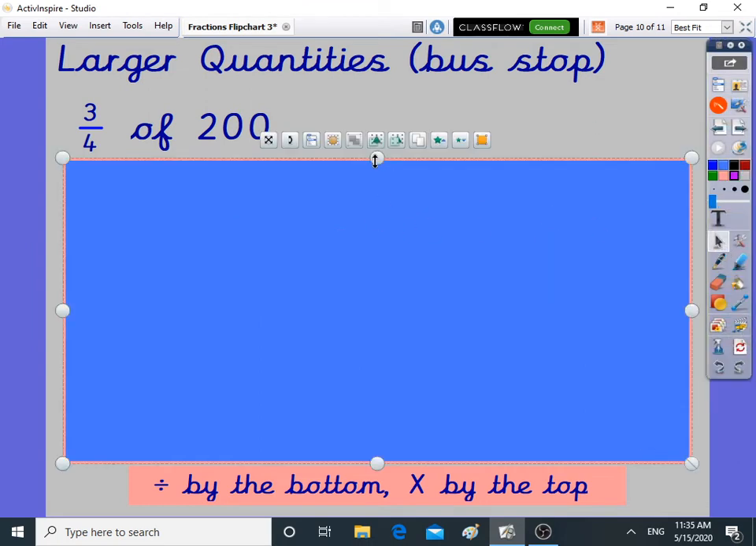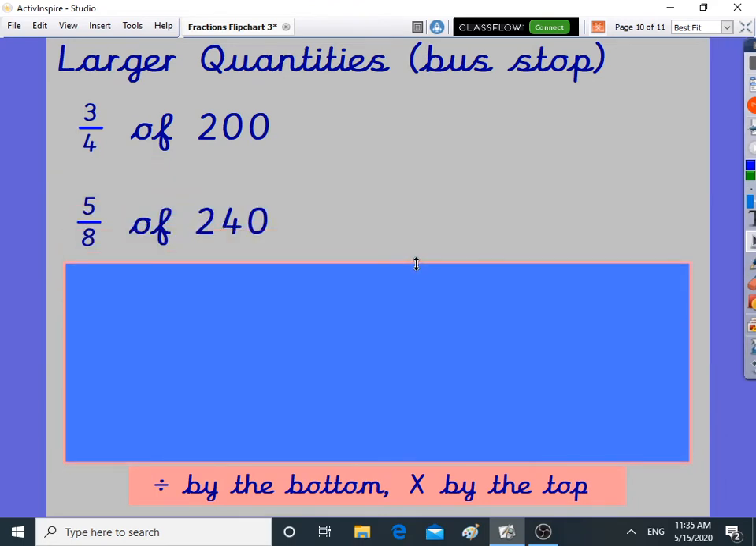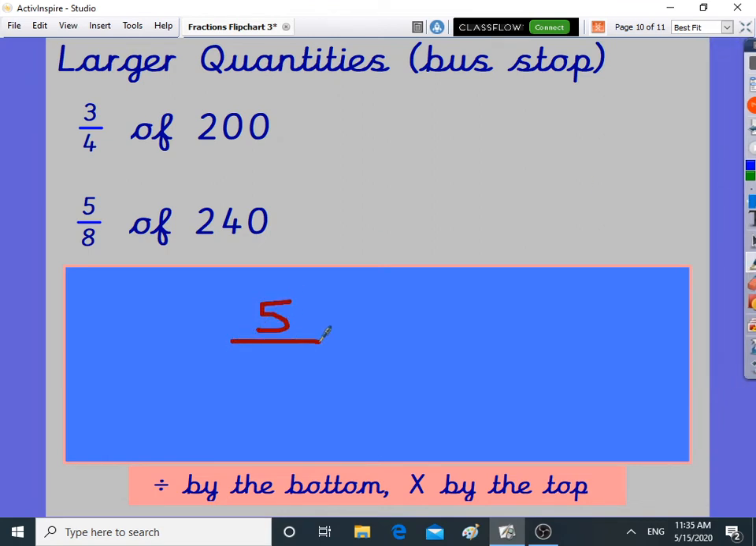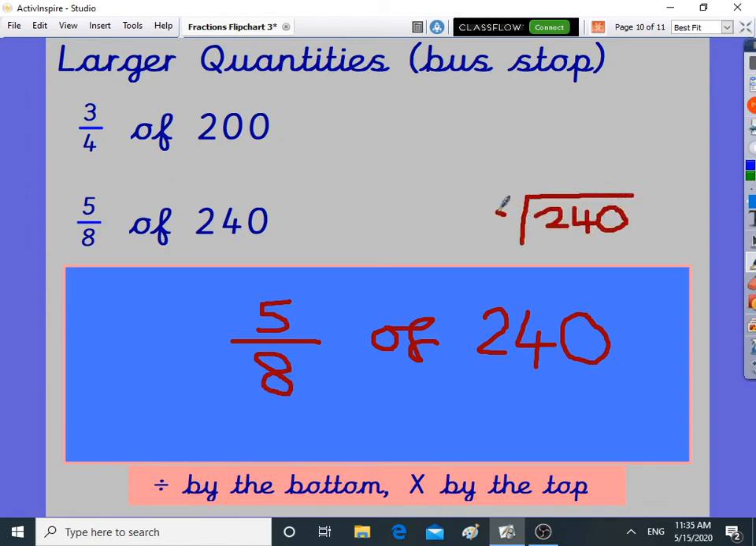If you're still with me, let's move on to another one. 5/8 of 240. These are getting much, much trickier now. Not year 3 level. Year 3s, you do not have to worry about these ones. 5/8 of 240. I'm going to divide by the bottom, times by the top. If I forget the division, I'll use the bus stop. So, divide by the bottom. 240 divided by 8. You might know what that is. I think it's going to be 30. But I'm going to use the bus stop to make sure.